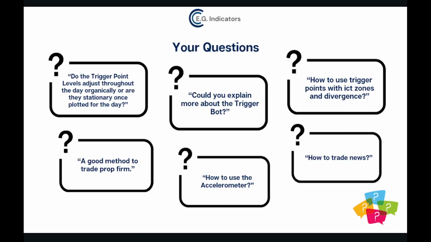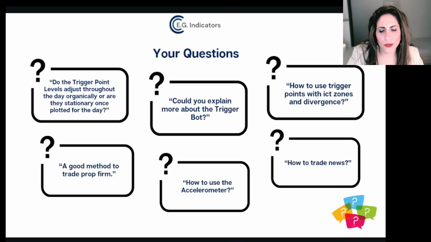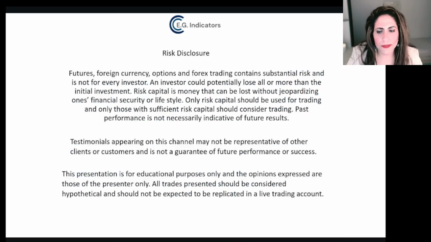So we've got a few questions from you guys, very important questions about the trigger point, how the levels are showing on the chart, how they are generated, and how to use the accelerometer, how to trade news, and a good method to trade prop firm, how to use the trigger points with the ICT zones and divergence, and several questions we've got from you guys about the automatic strategies and how to take advantage of them. So thanks again for the questions.